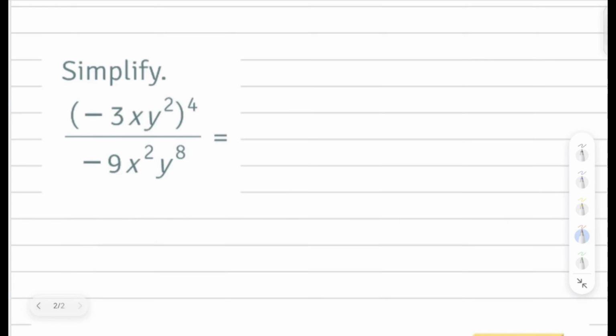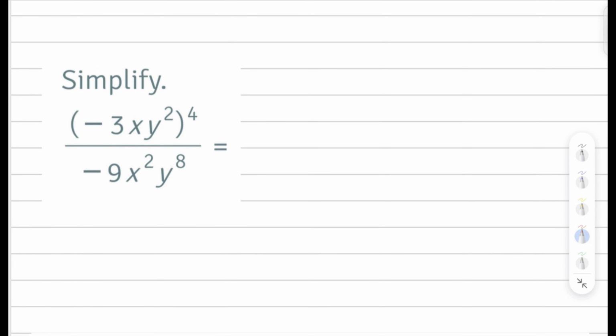Another example. Let's try to simplify this algebraic expression. First, we're going to distribute the exponent for all what is inside the parentheses. Remember, we said in the previous lesson, if the exponent is even, the answer will be positive, always. So we're going to remove the negative sign. If there is no number in the exponent, it means that the exponent is 1.